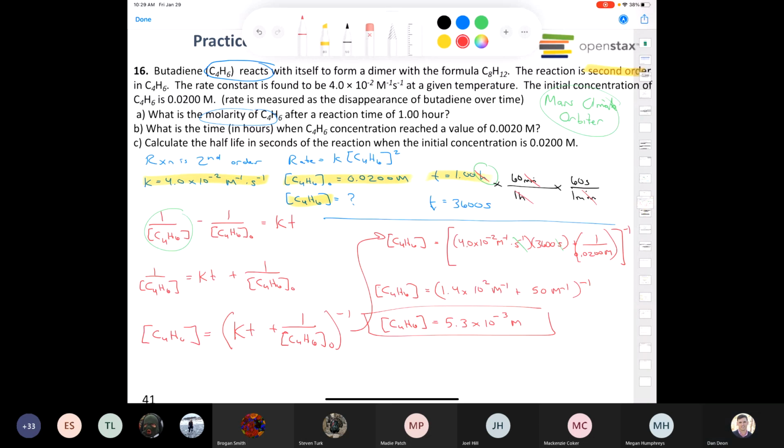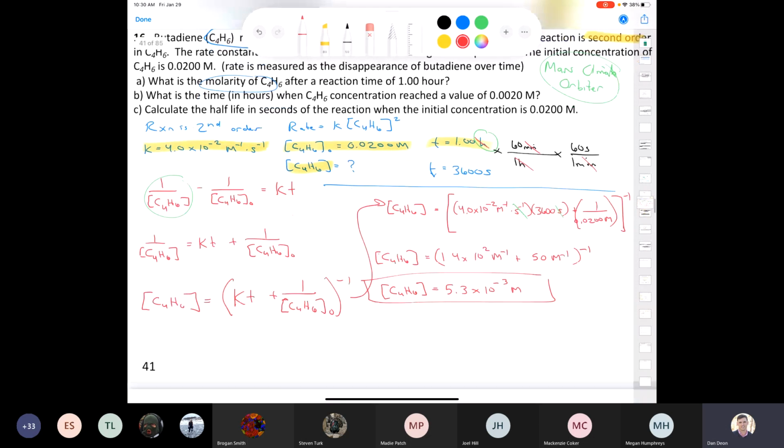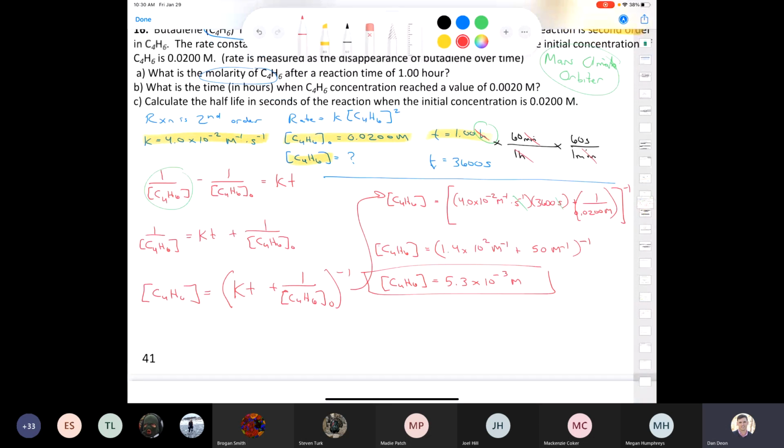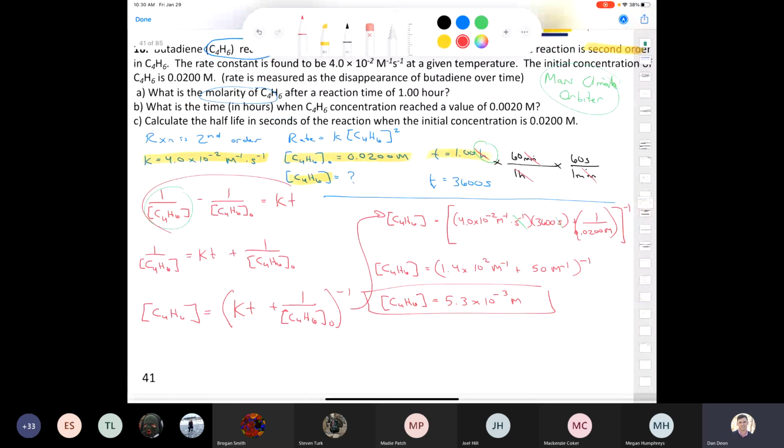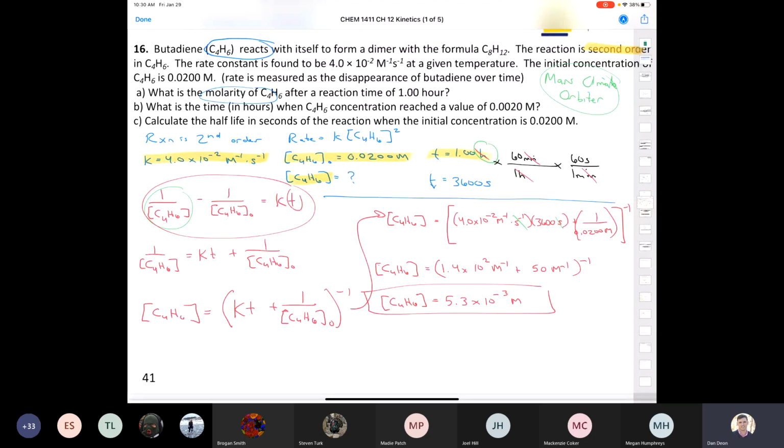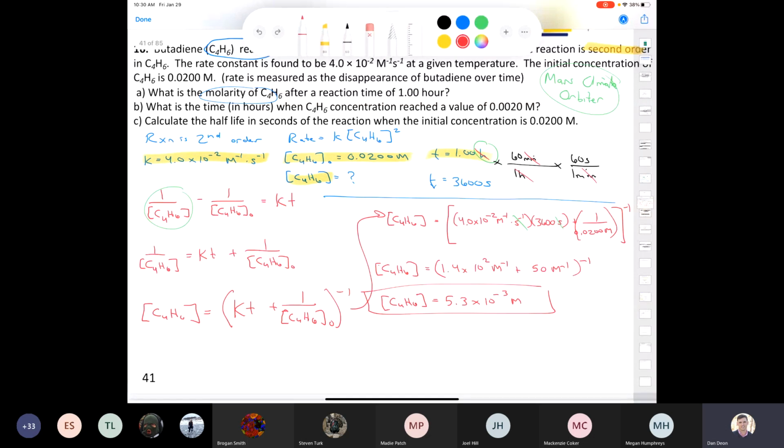All right, that's it. Okay, I'm going to skip question B because it's in the exact same vein. You use the same formula, except you have the concentration given to you and you're just rearranging to solve for t. That's all you're doing in part B, but we haven't talked about half-life in a few days. So this is A. Let's talk about C.